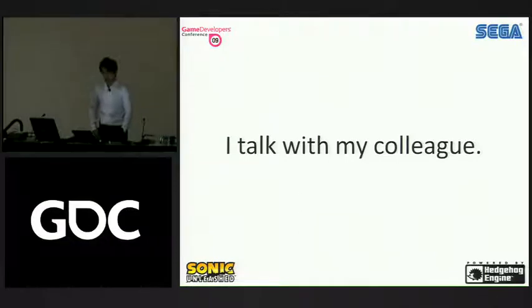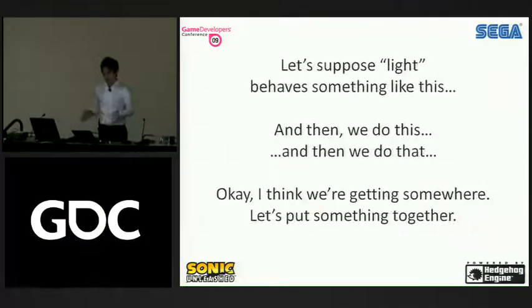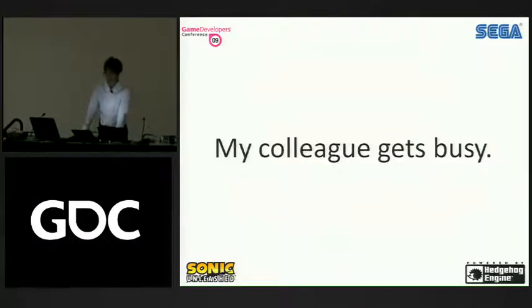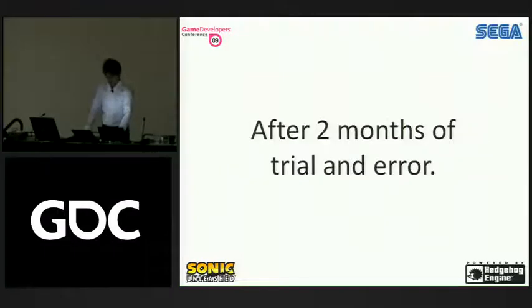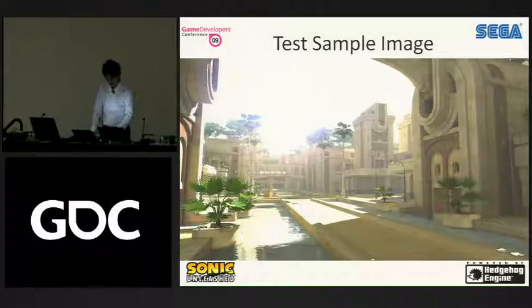First of all, I needed to tell my colleagues what type of images I wanted to do, and we discussed how we were going to be able to do this. We spoke for about 30 minutes about what light is, and he said we do this, and then we do that, and we talked about various things, and he thought, okay, maybe this is doable. So let's give it a try. So my colleagues got very busy. And after 2 months of trial and error, ta-da!